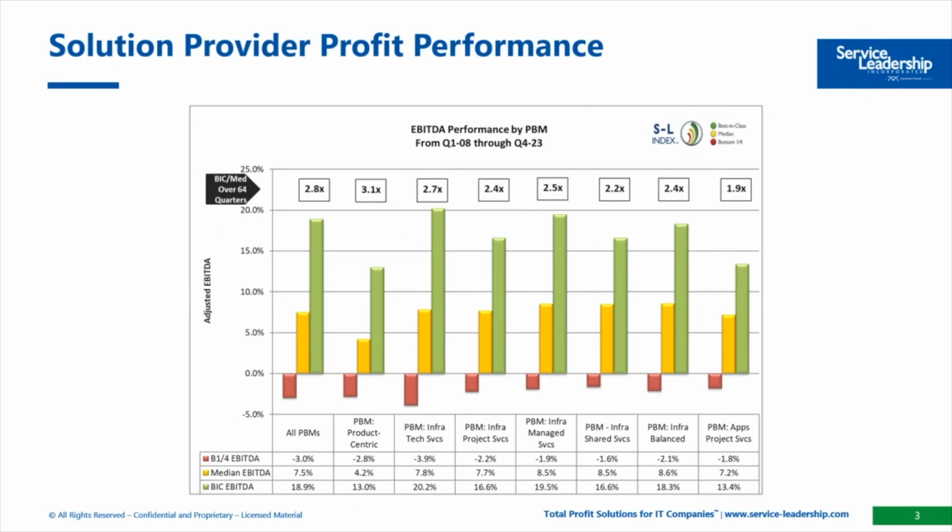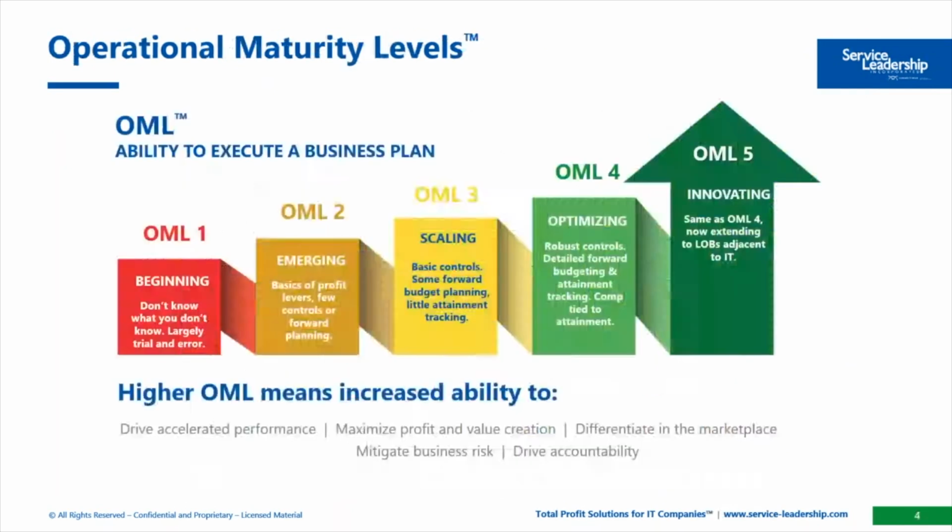The difference in profit performance is not due to size, where they are located, the customer segment, the vendors they work with. The difference in profit and growth performance is because of operational maturity level, or OML for short. And the great news for you is that you can improve your operational maturity level. How can you do that?